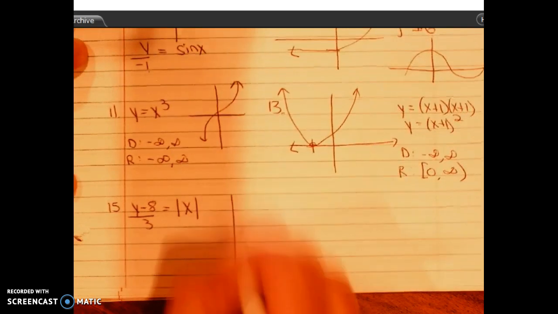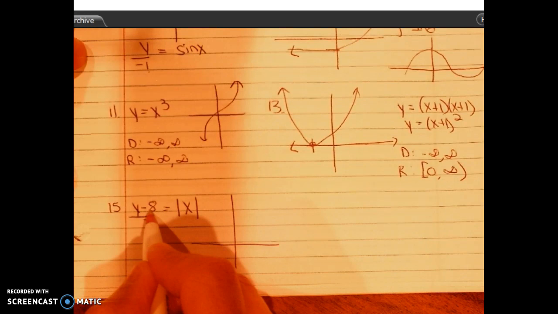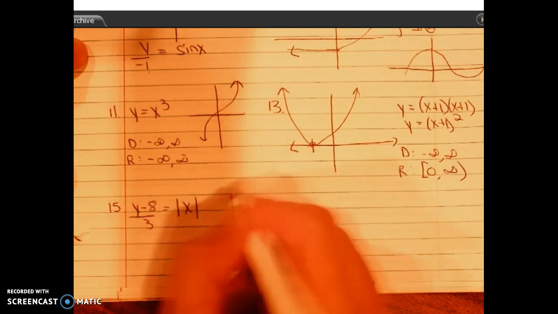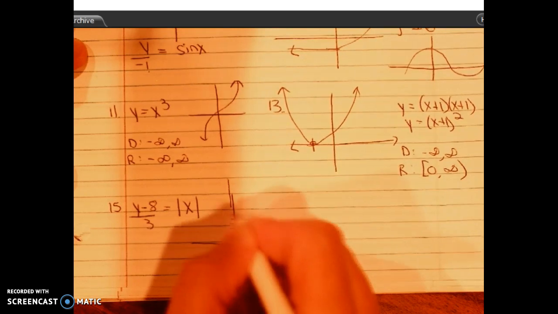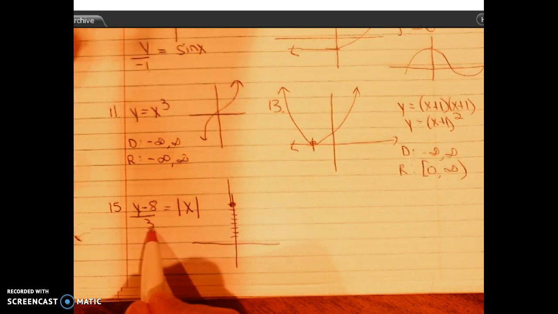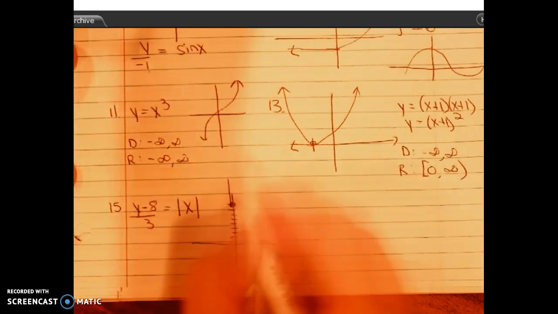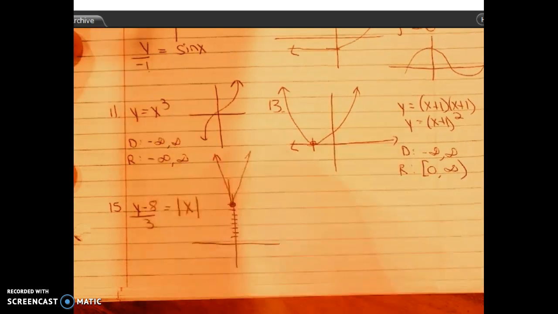So, it's an absolute value. There's no shift left and right. There is a shift up 8. So, I'm just going to estimate where that would be. And I am stretching it vertically by 3. So, that means it's going to be a little skinnier.